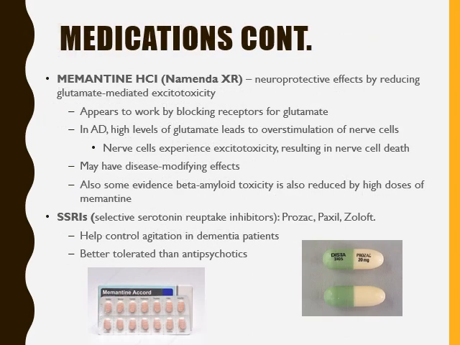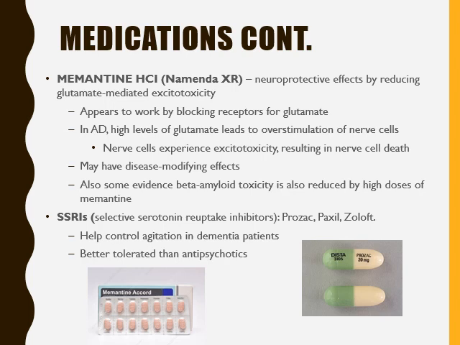There are other drugs you can utilize as well. Memantine is another one, or Namenda. This has a neuroprotective effect because it reduces glutamate. Now, glutamate is an excitatory neurotransmitter in your brain. So it blocks the receptors for glutamate.